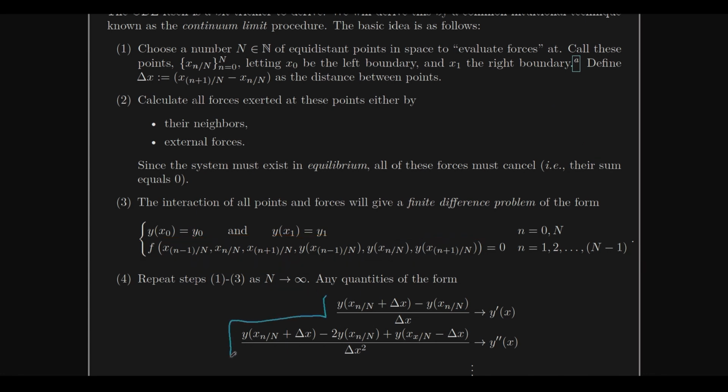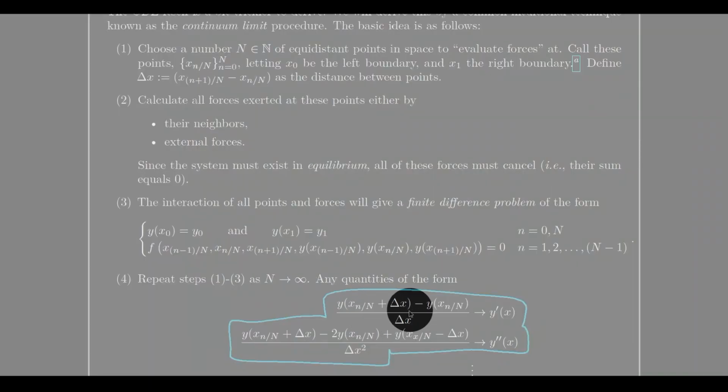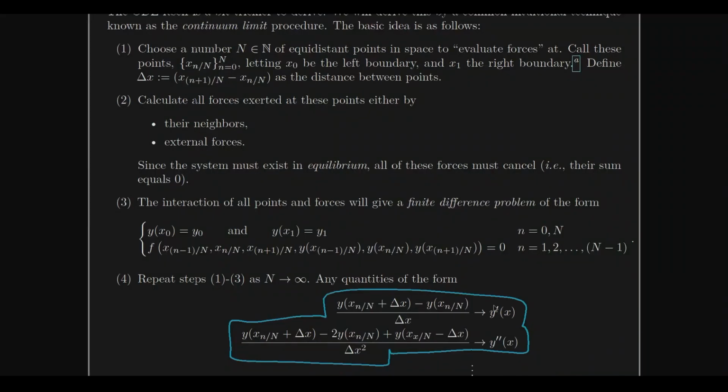So that's what I have here. Any quantities of the following form, if I have my height evaluated at a point plus its neighbor minus the height at that point, and I divide by the distance to the neighbor, that converges to the derivative. This should look like the limit quotient, right? That is precisely the limit quotient.